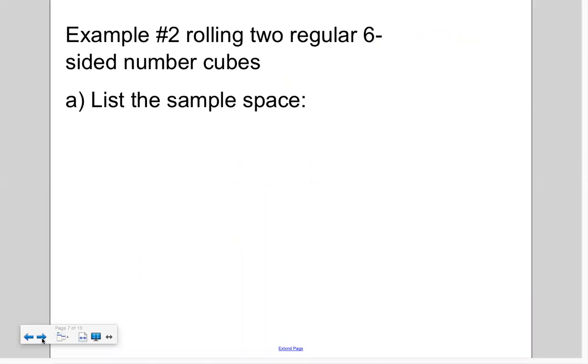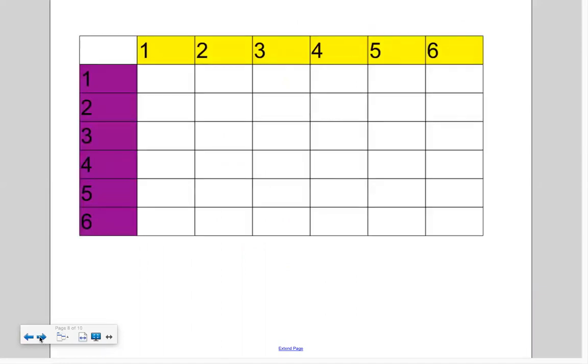Okay. So here now we're rolling 2 regular 6-sided number cubes. Our sample space gets bigger, because now we have 2 separate cubes. I have a green and I have an orange cube. So it's actually a little bit easier to organize my sample space like this.